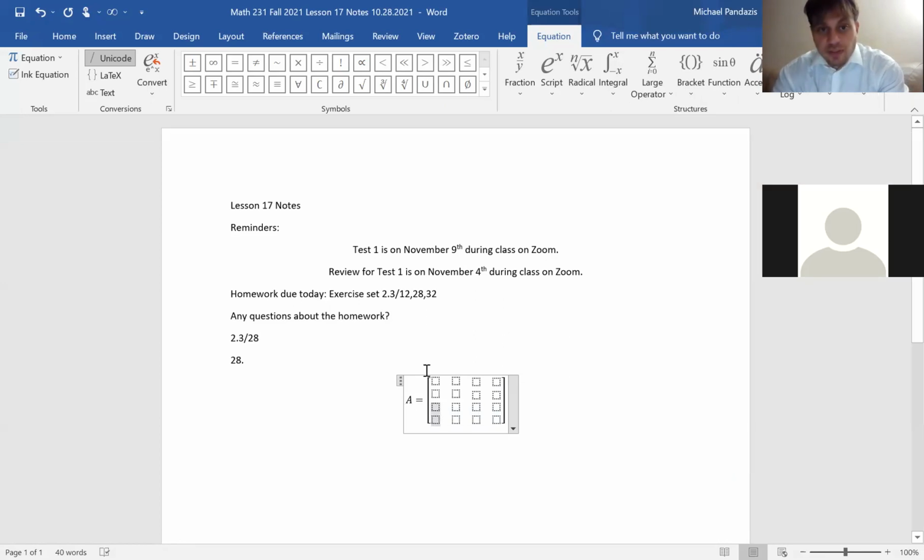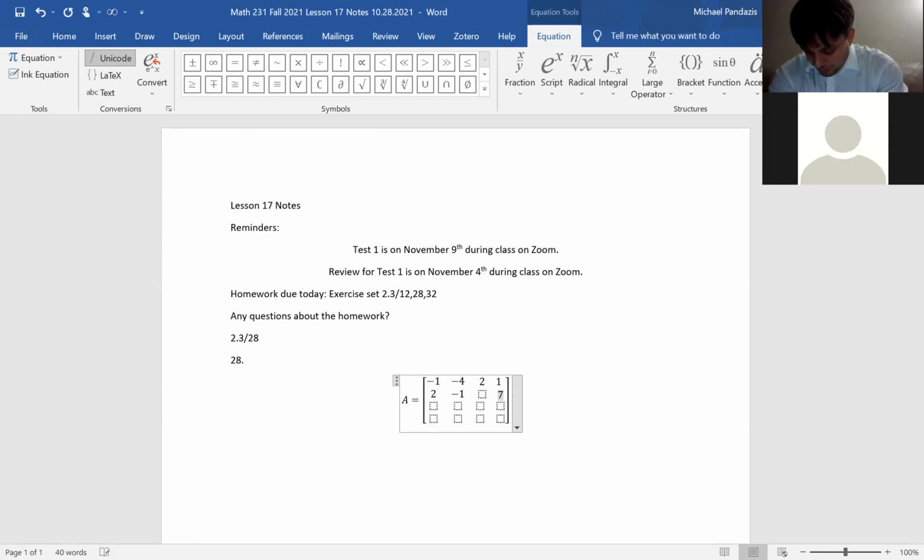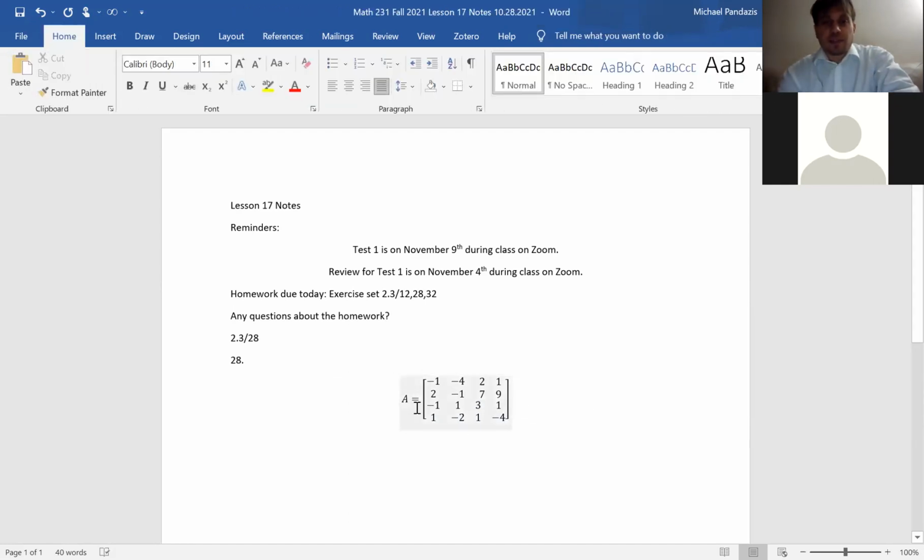Okay, so the coefficients of that matrix for 28 are -1, -4, 2, 1, 2, -1, 7, 9, -1, 1, 3, 1, and then 1, -2, 1, -4. Okay, so that's the coefficient matrix A.